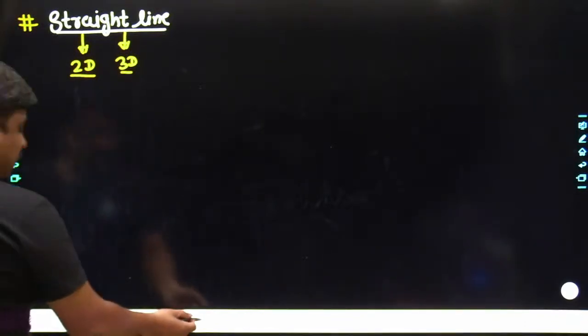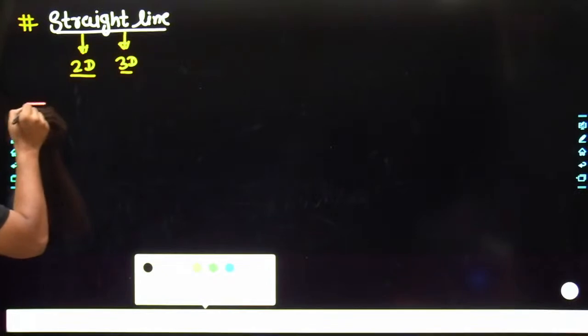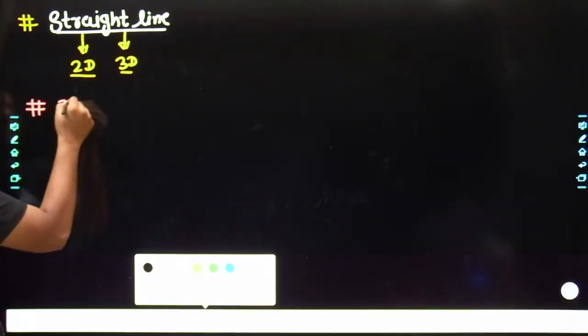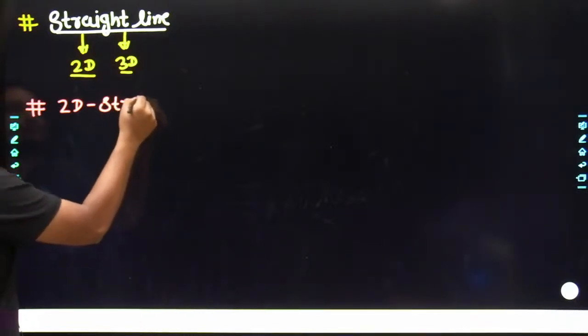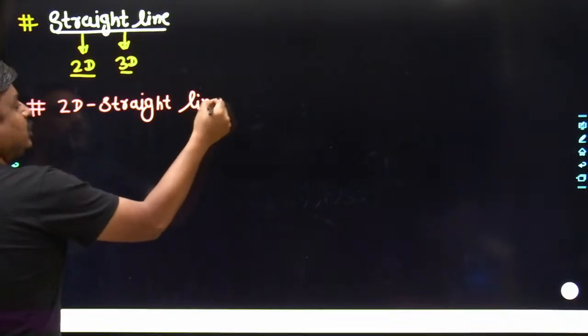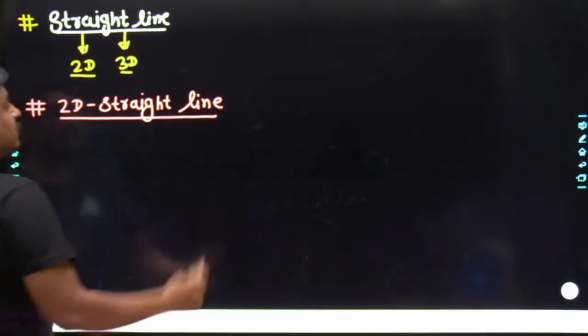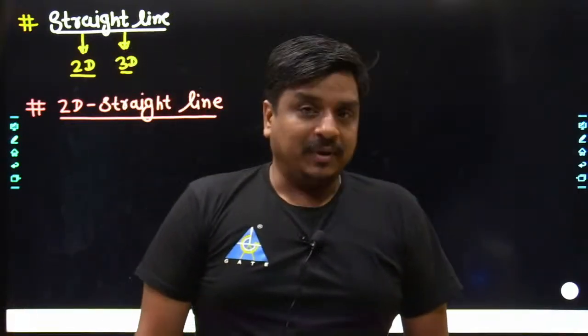So till this point, each and everything must be clear to all of us. At the very beginning, I will focus on the 2D straight line. I will start the discussion with the 2D straight line. There are several ways through which the 2D straight line can be represented mathematically.